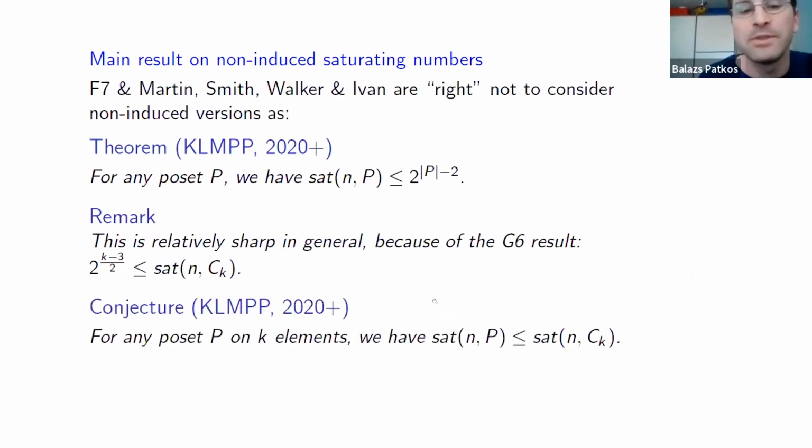Because of that, we have this conjecture that for non-induced versions, among k-element posets, the hardest to saturate, that is, the one with the largest saturation function, is the chain. This is again a conjecture. Okay, now some words, not too many, about the proof.